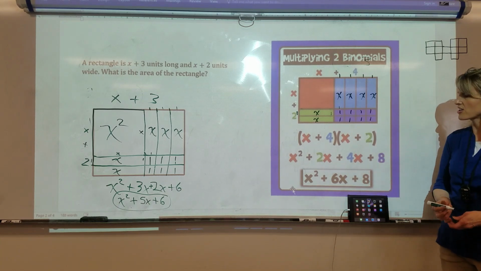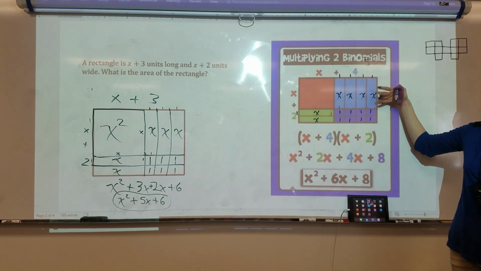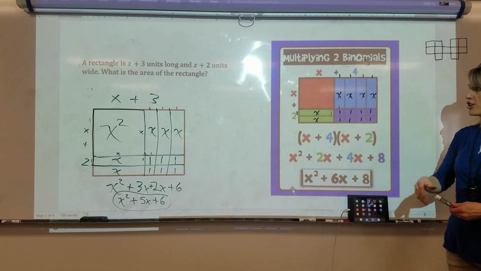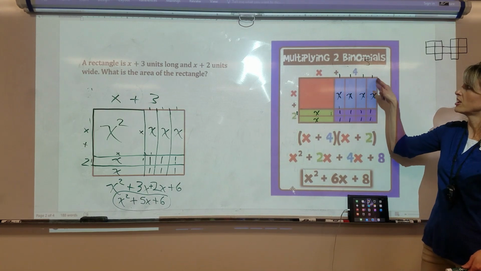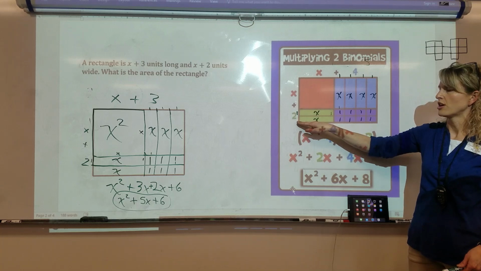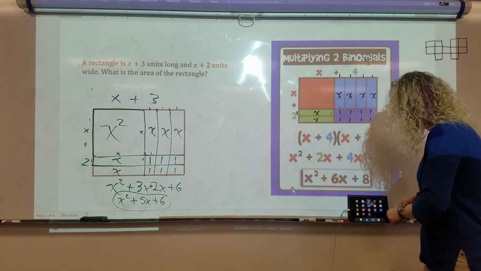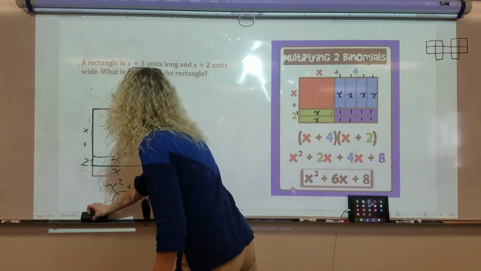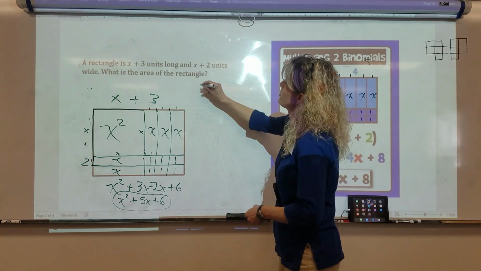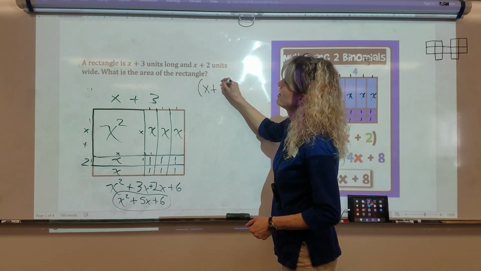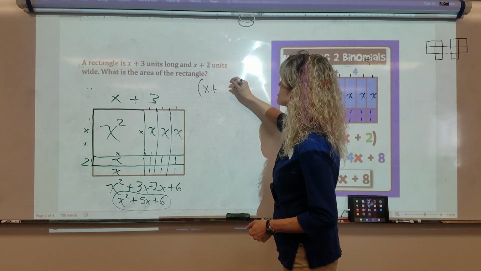So then I thought, gosh, it's a lot of work to draw this and label it. Could I find the area of a variable length, x plus 4 and x plus 2, a shortcut way? I don't even like to use the word shortcut. But could I use a math method called... let's do this.